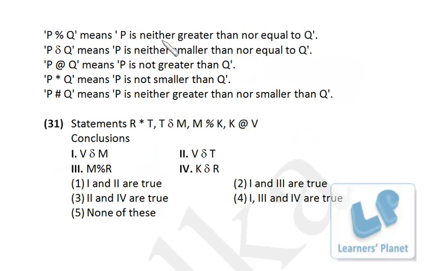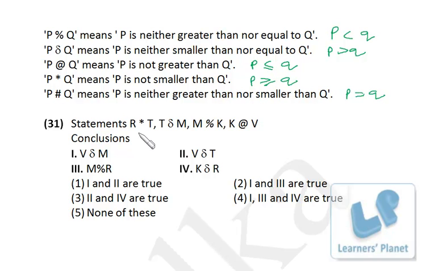The set P is neither greater than nor equal to Q. So P is less than Q. P is neither smaller than nor equal to Q. So P is greater than Q. P not greater than Q, that means P is less than equal to Q. P is not smaller than Q, that means P is greater than or equal to Q. P is neither greater nor smaller than Q, that means P is equal to Q.